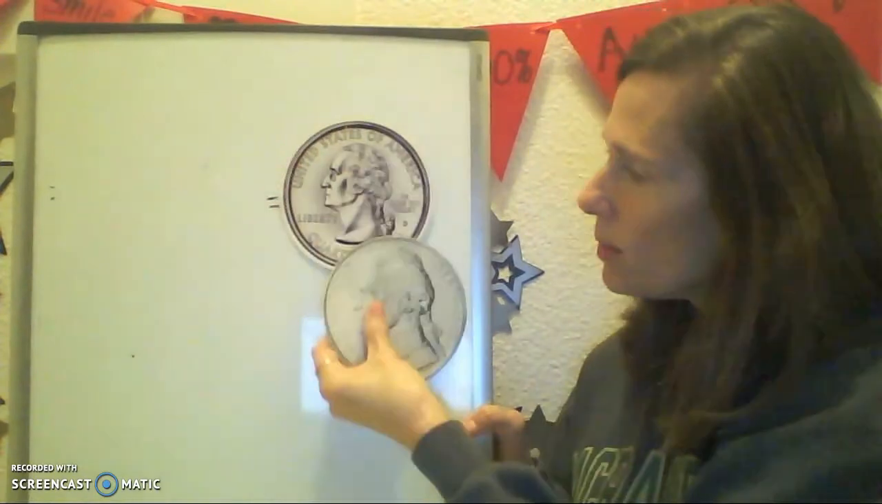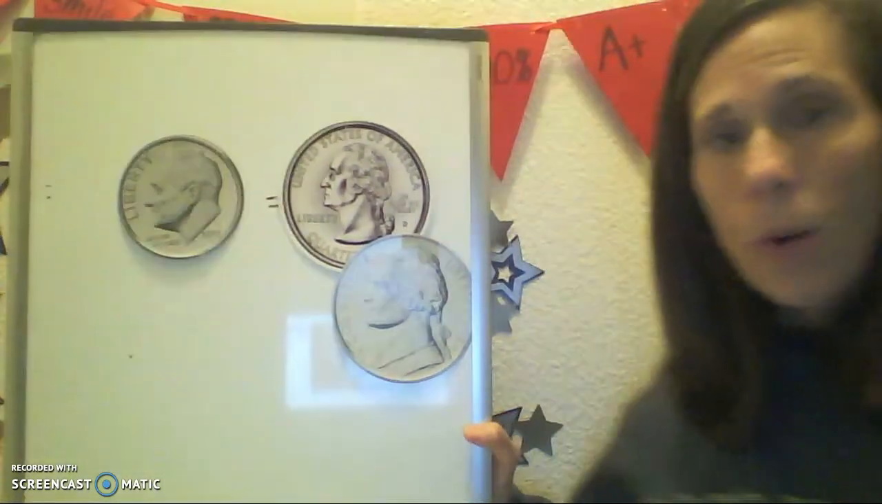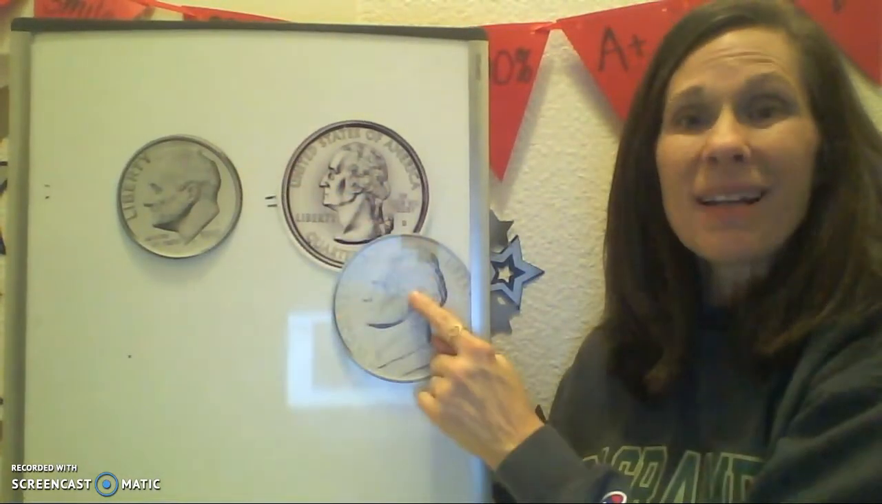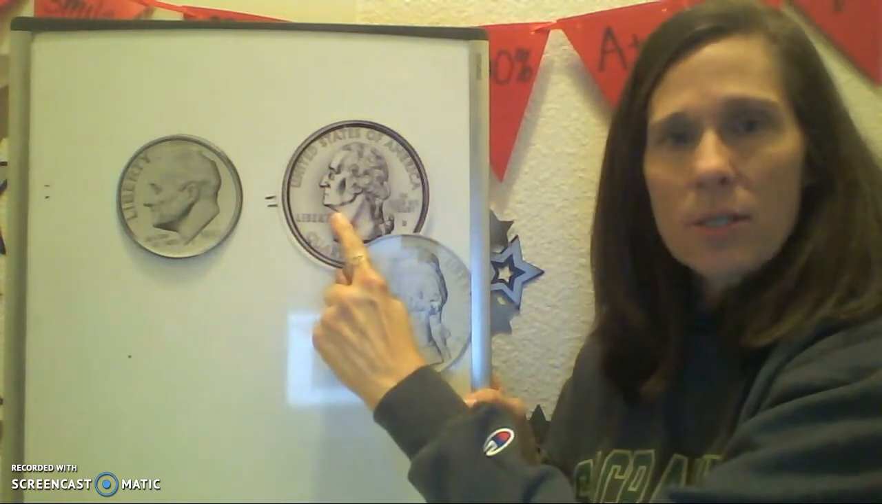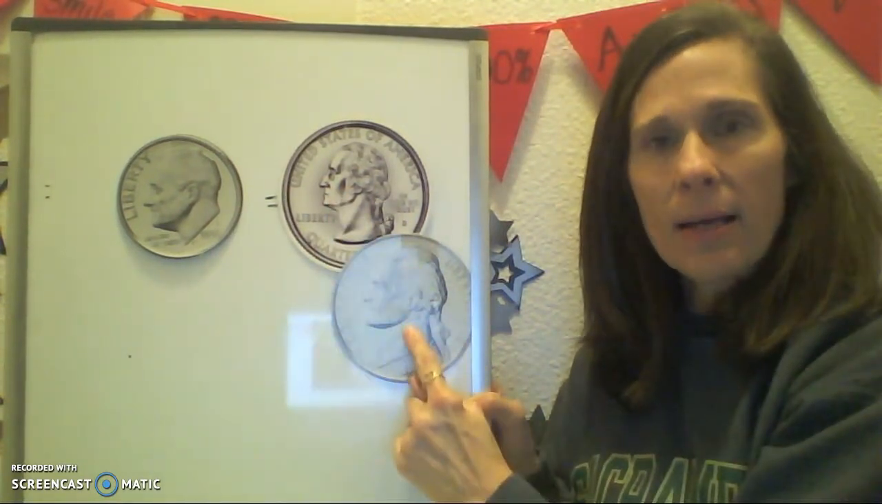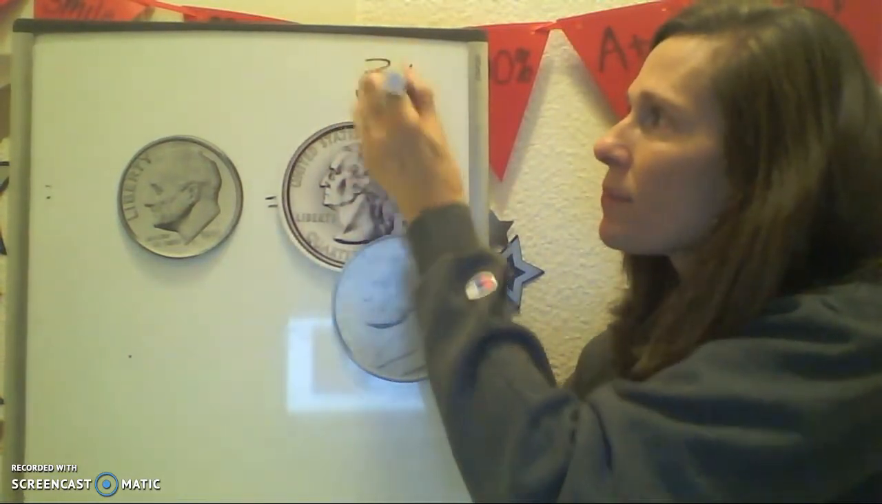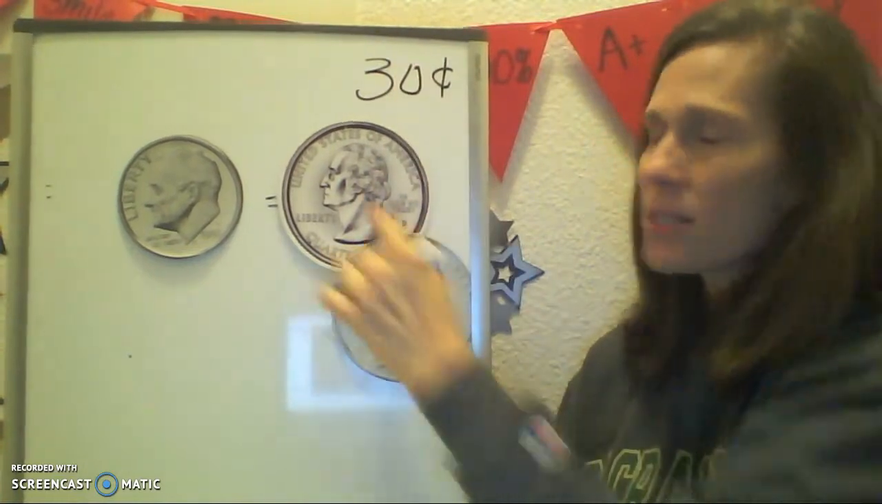Okay, how about if I did this? What if I put my quarter and my nickel together and I had my dime? Well, now I have to add up how much money this is. So I know this is a quarter. I know this is a nickel. 25 and 5. So 25 and 5 make 30 cents. So I know this amount here is 30 cents.